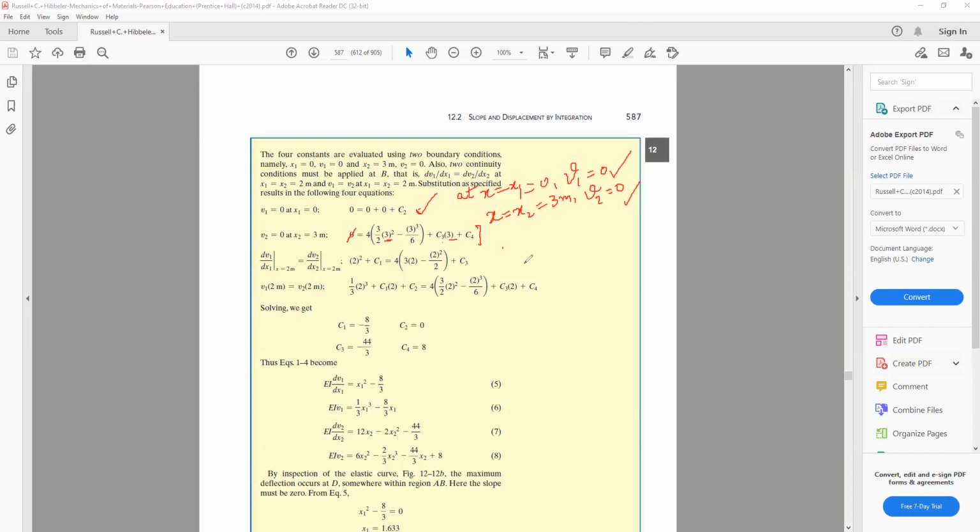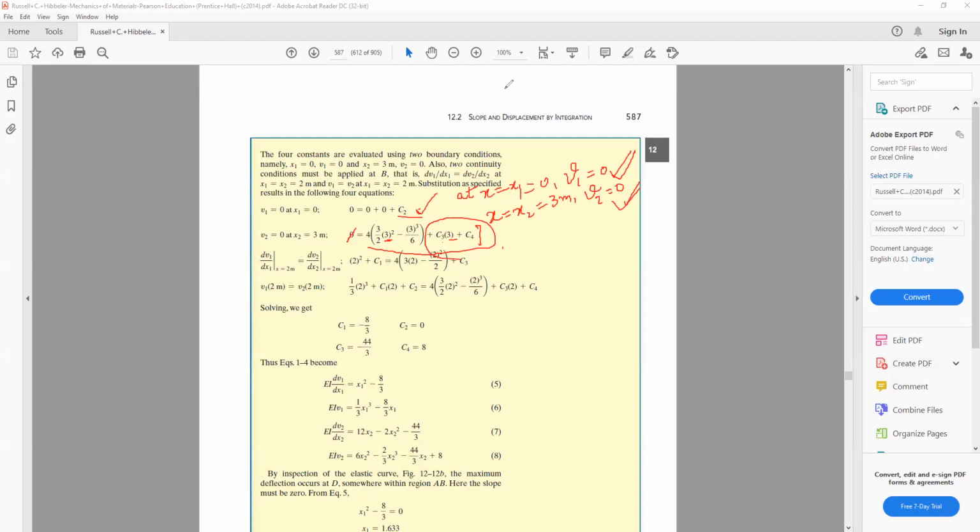Since we have how many variables? We have C1, C2, C3, C4. We have 4 variables, so we essentially need 4 boundary conditions to find the values of C1, C2, C3, and C4. Now the question is how to find them. Using these two boundary conditions, we got C2 equal to 0, and another boundary condition gave us an equation in terms of C3 and C4.